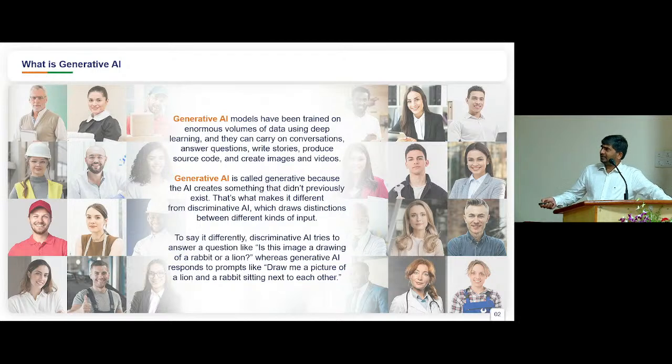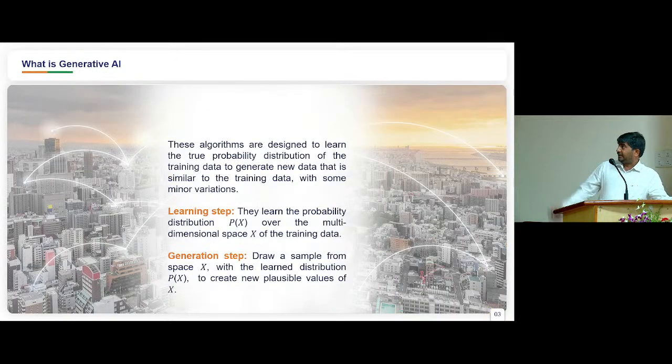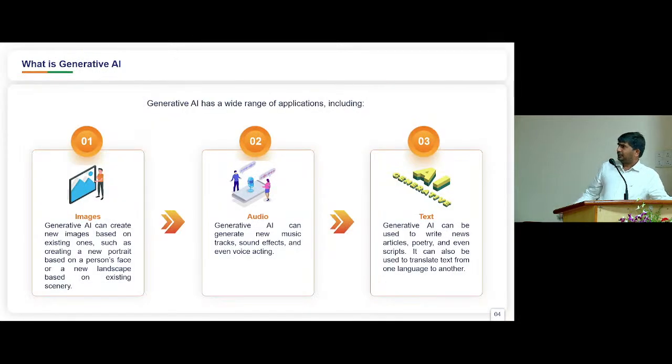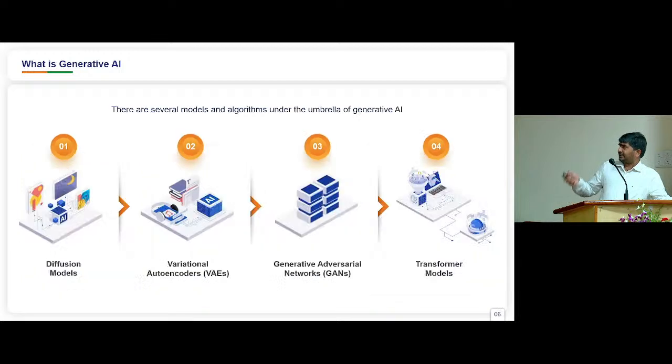Then you might ask, why is it called generative AI? Because it generates new content. It can be text, it can be images, whatever it is. The difference from traditional machine learning, like classification models, is that they classify things, whereas generative AI can generate new things. It can generate images, audio, and text.